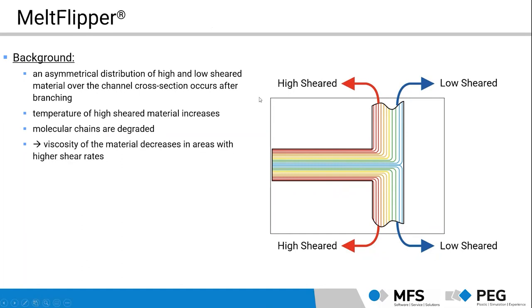So you can see here we have highly sheared material in the inner areas, let's call it that way. And we have lower sheared material in the outer areas. So that means we have a non-uniform viscosity distribution over the cross-section here.